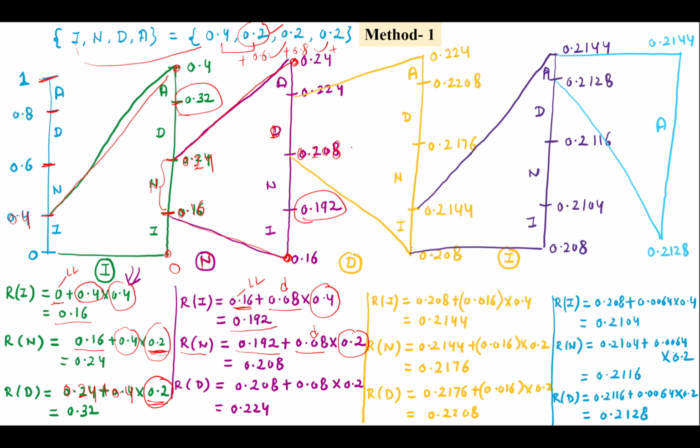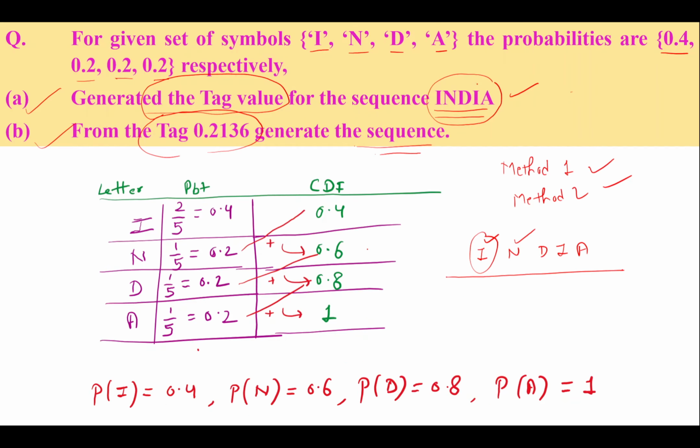So we know this limit, this is the lower limit for D. So we just write it here, and we write the difference, and this is the probability of letter D, and then we get 0.224. So the same process you follow for the next letter, because the next letter is D.